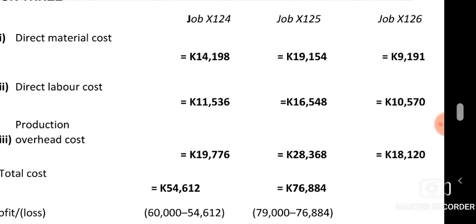What do they mean by total cost? Just sum up all the costs that you have: material, labor, production costs. Those are the figures you're seeing there. So in short, for job X124, it is the figure we are seeing of 54,612. I hope we're clear there. 54,612. And finally, job X125, what's the cost?